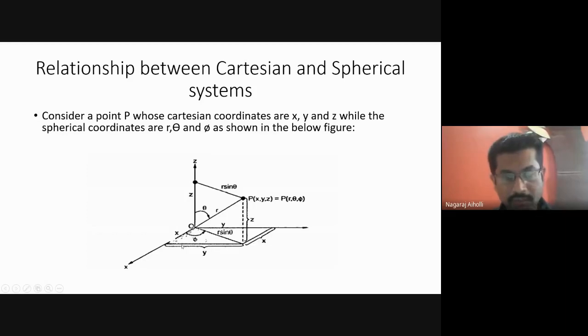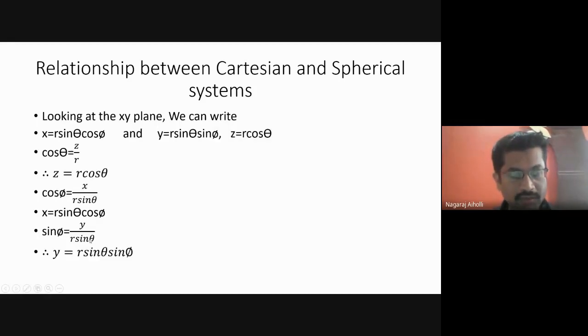Therefore, sin phi is equal to y divided by r sin theta, or y is equal to r sin theta into sin phi. Y is equal to r sin theta sin phi. Correct. Therefore, we got x: x is r sin theta cos phi. We got y: y is r sin theta sin phi, and we got z: z is equal to r cos theta.